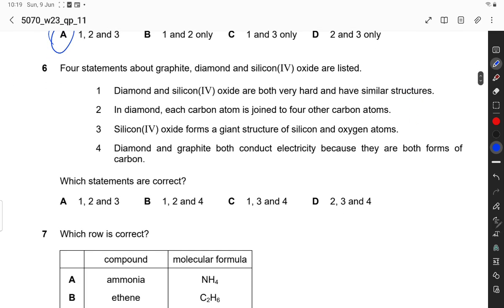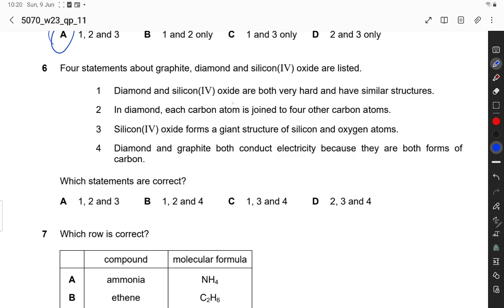4 statements about graphite, diamond and silicon(IV) oxide are listed. Diamond and silicon(IV) oxide are very hard and have similar structure. Yes, both have tetrahedral structure and each atom is surrounded by 4 other atoms. So they are very hard.